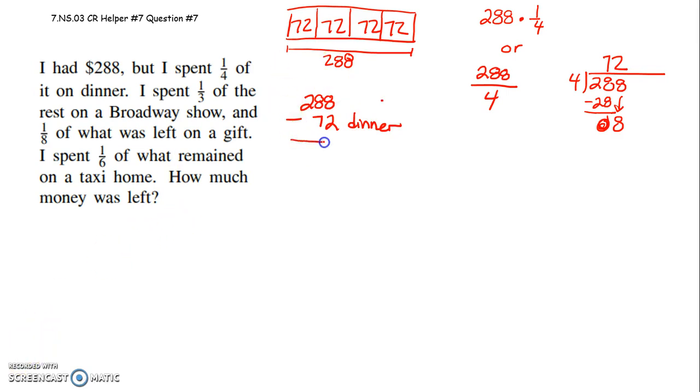All right, so let's see what we have left after dinner. 8 minus 2 is 6. 8 minus 7 is 1. So you still have $216 left after dinner.